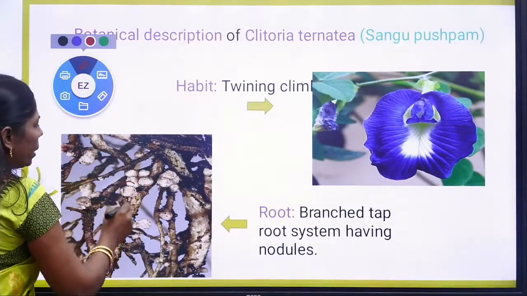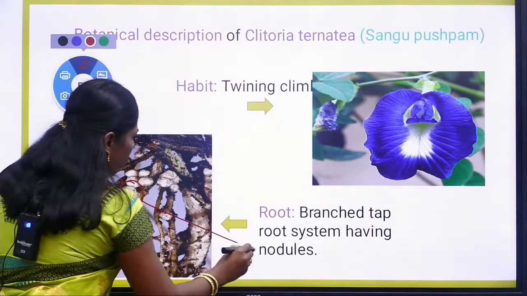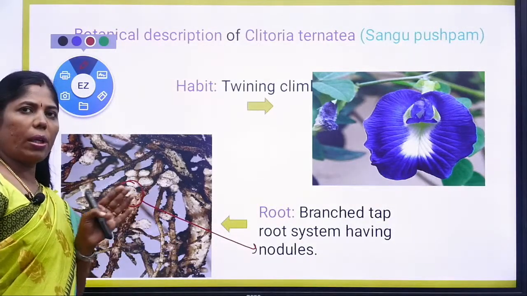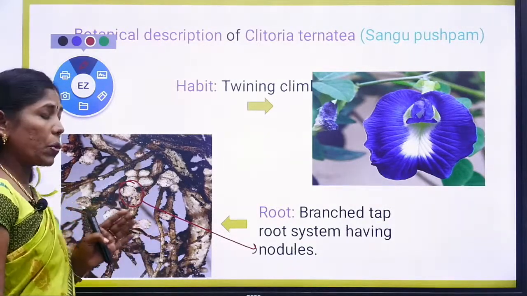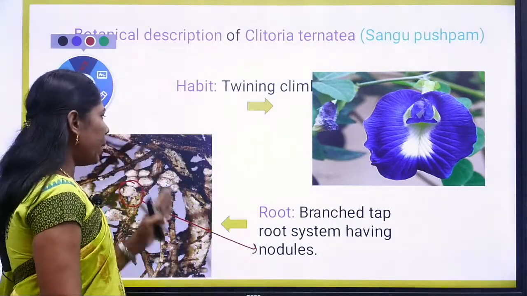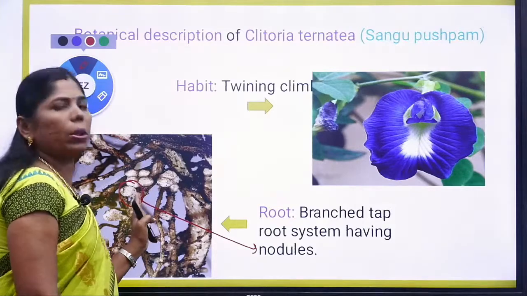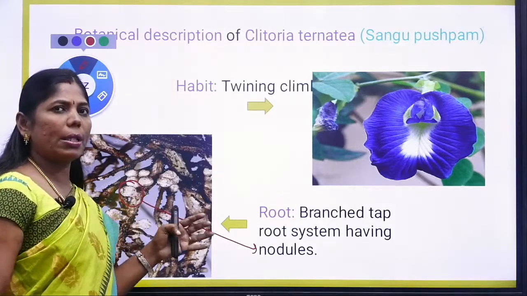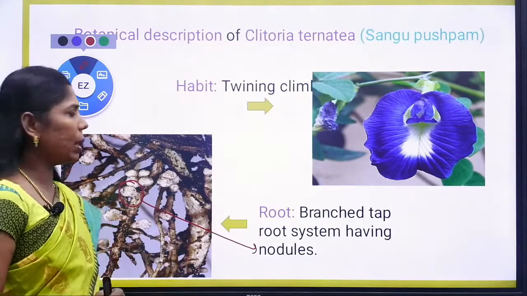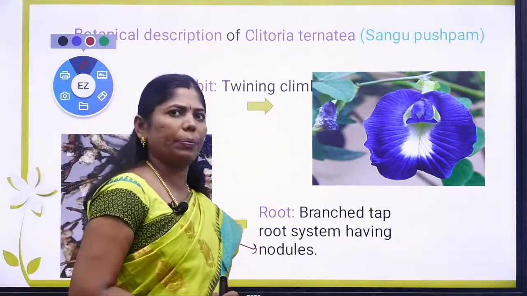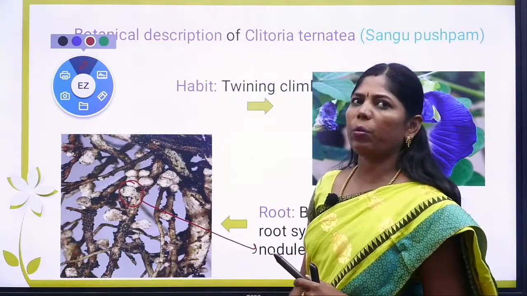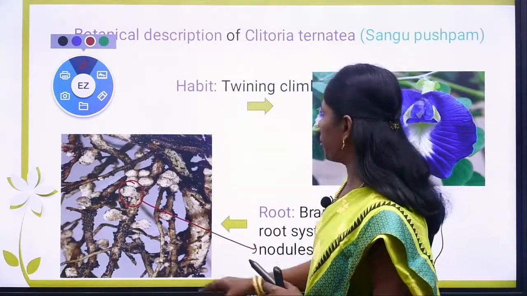So these are tubercles, that is nodules. Nodules are tubercles. They contain rhizobium. Already we know very well rhizobium is used to fix atmospheric nitrogen in the soil. At the same time the plant gives shelter to the rhizobium. So that is called a symbiotic relationship. So what type of root in Clitoria ternatea? That is a branched taproot system. So first we studied the habit and second we studied the root.